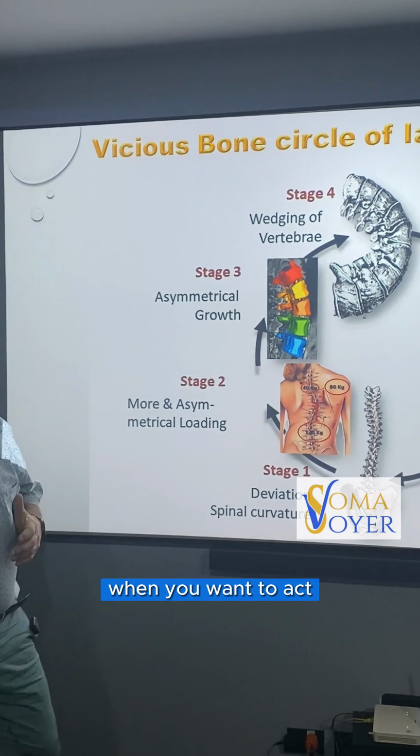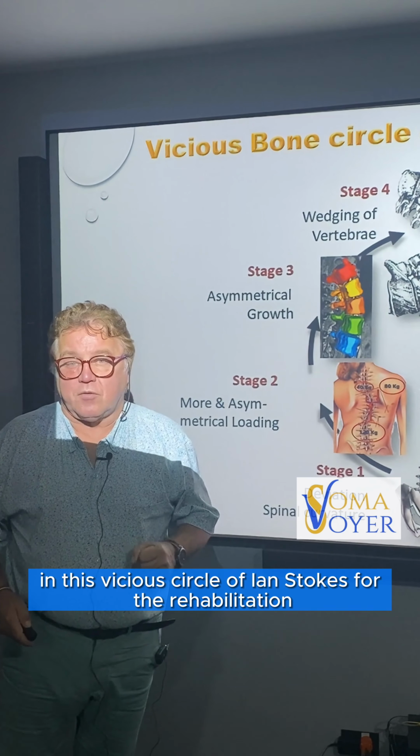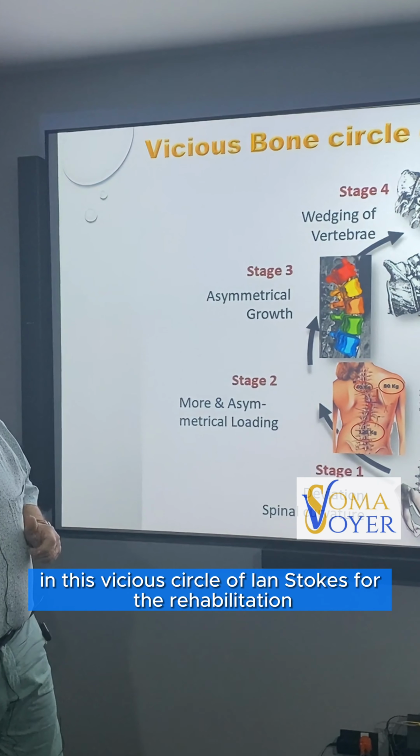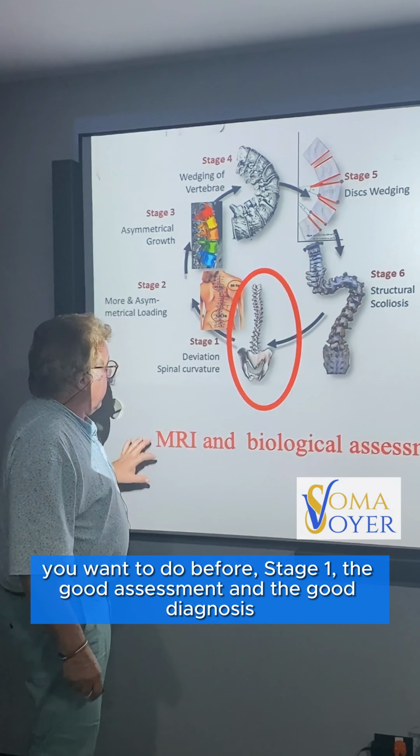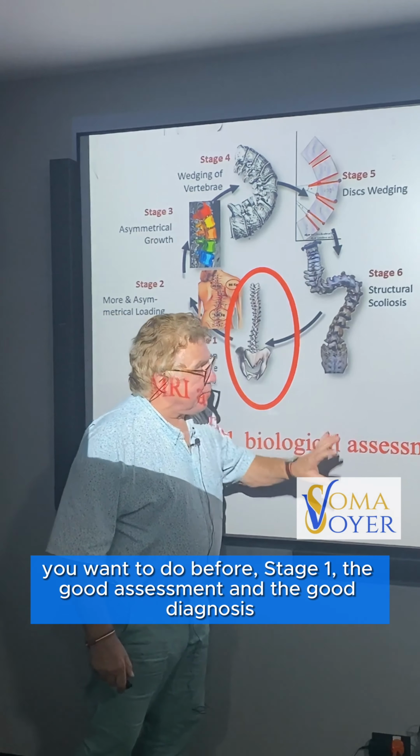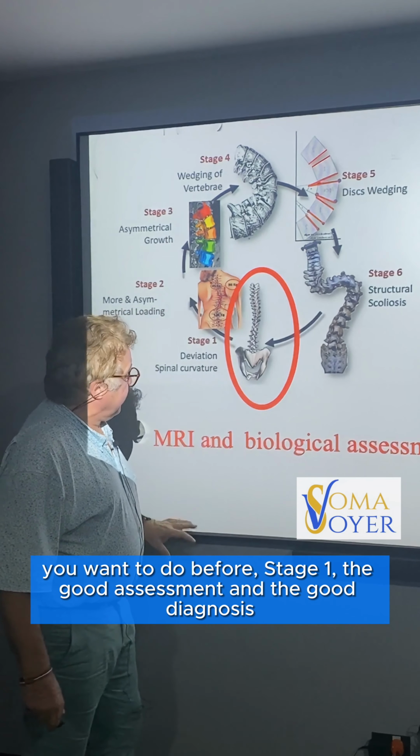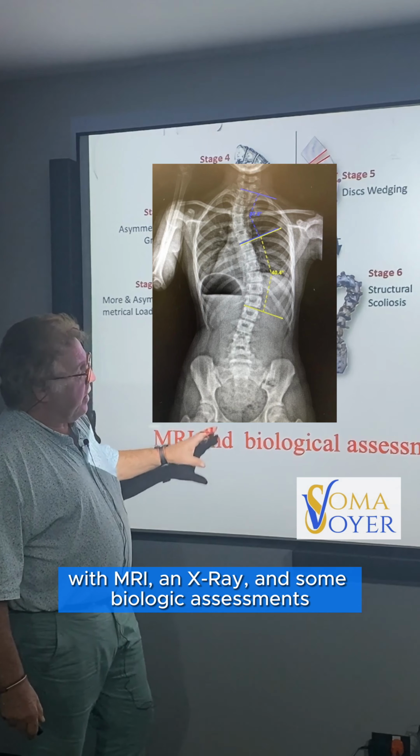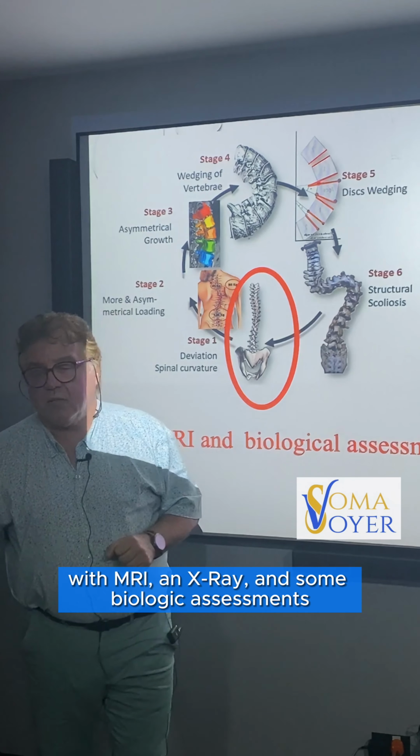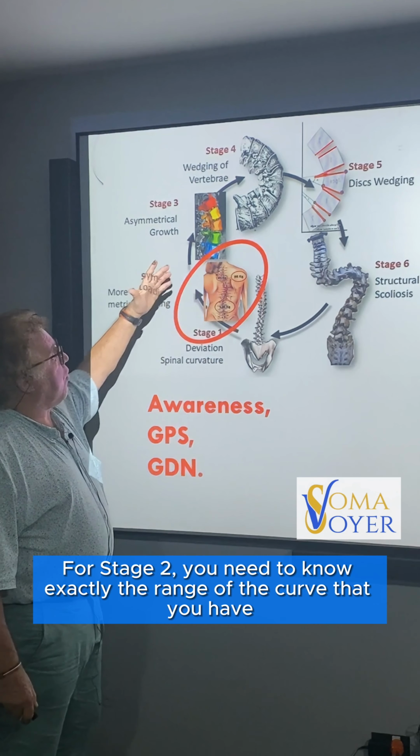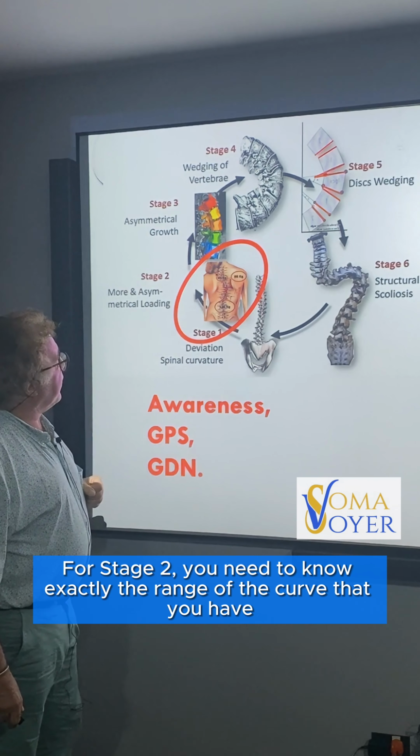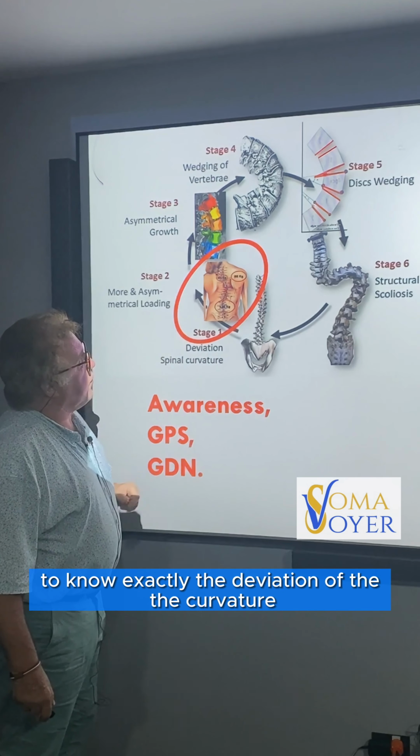When you want to act in this vicious circle of scoliosis for the rehabilitation, you want to do, before stage 1, a good assessment and a good diagnosis with an MRI, an X-ray, and some biological assessment. For stage number 2, you need to know exactly the range of the curve that you have, to know exactly the deviation of the curvature.